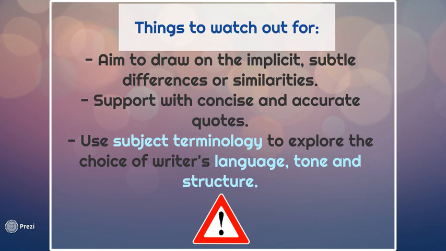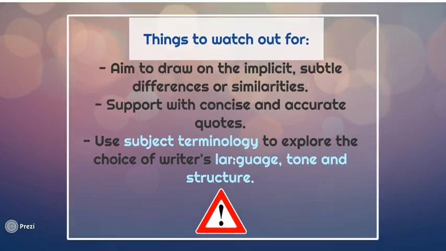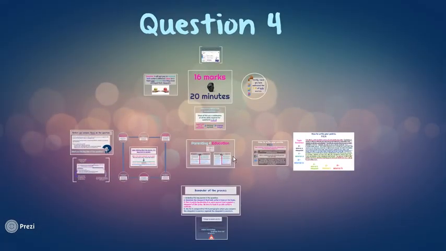You're also going to need to support all of the points that you make with concise and accurate quotes. And then finally, you're also going to need to use your subject terminology to really hit that requirement to talk about writer's methods. So really draw on all of the subject terminology that you know, to talk about language, tone and also structure. And that is everything for question 4.